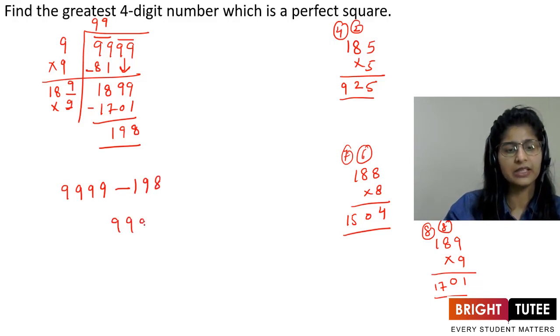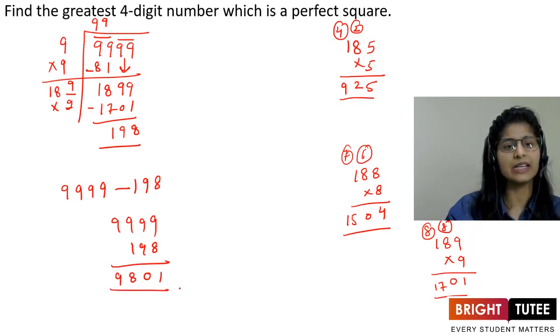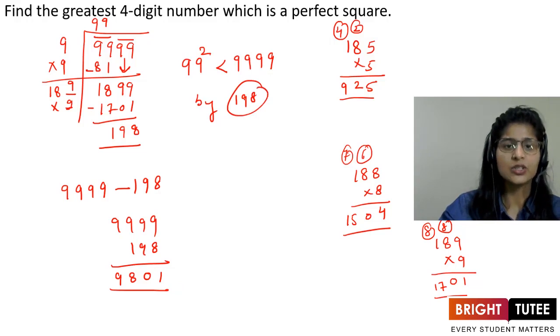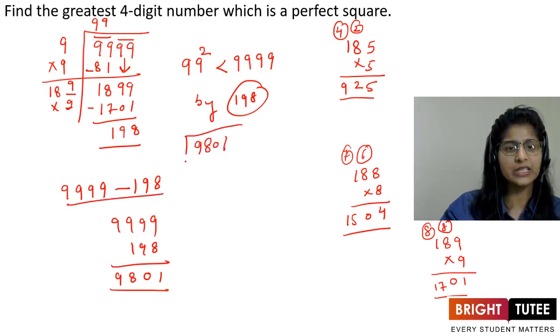Let's subtract it. 198. 9 minus 8 gives us 1. 9 minus 9 is 0. 9 minus 1 is 8, and here it is 9. So what is the number? 9801. So we say that square of 99 is less than 9999 by how much? By 198. So we have subtracted this 198, which is the extra number. So we have subtracted it from this and we got 9801. So we get 9801, and its square root will be equal to how much?